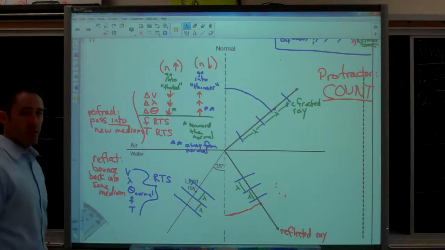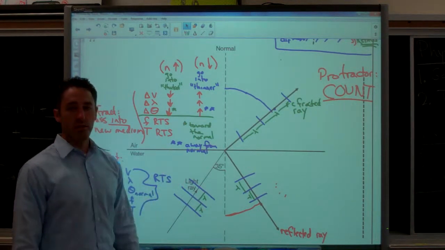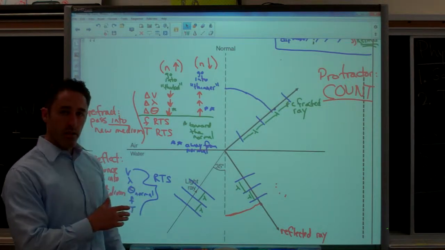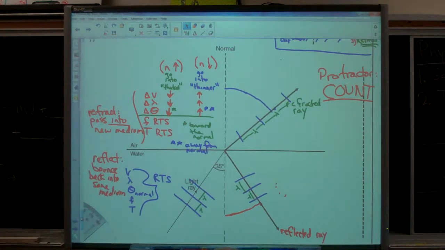Okay, that's a nice general review of waves based on the June 2013 Regents. And we can look at another Regents soon, and you'll see it'll be a much quicker conversation.